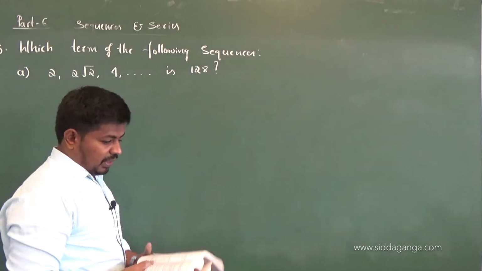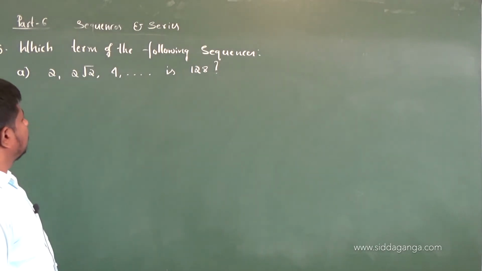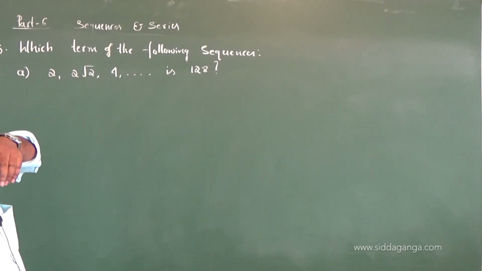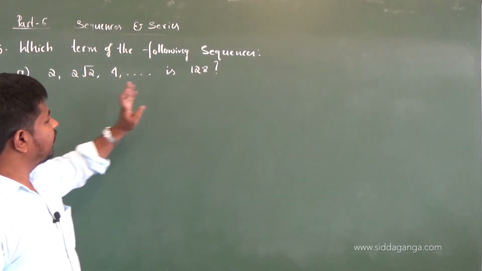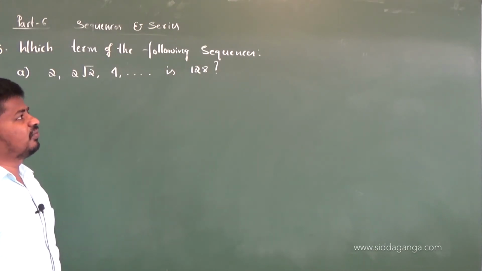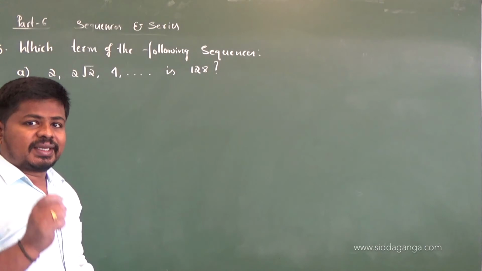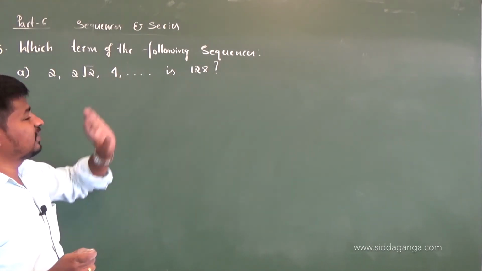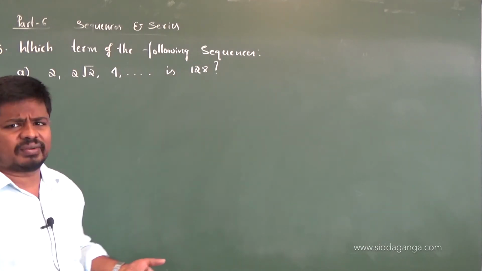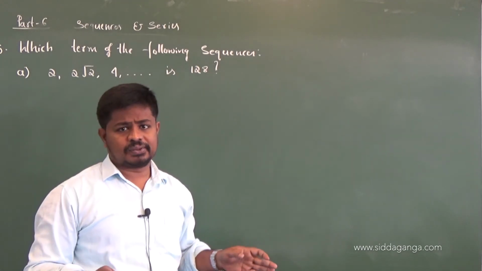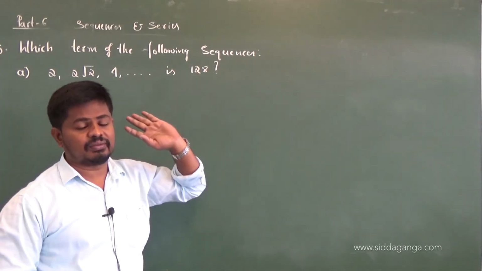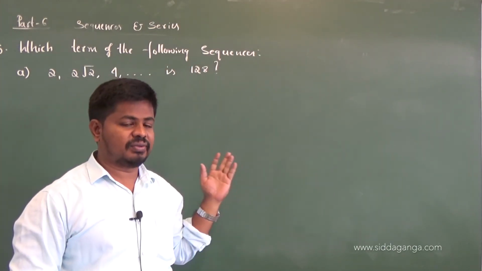Here we have a GP. The first term is 2 and the common ratio is 2 root 2 by 2, which gives root 2. And which term of the sequence is 128? So 128 is a term of the sequence. It comes somewhere. It may be the 11th term, 14th term, we don't know. We have to find which term of the sequence 128 is.